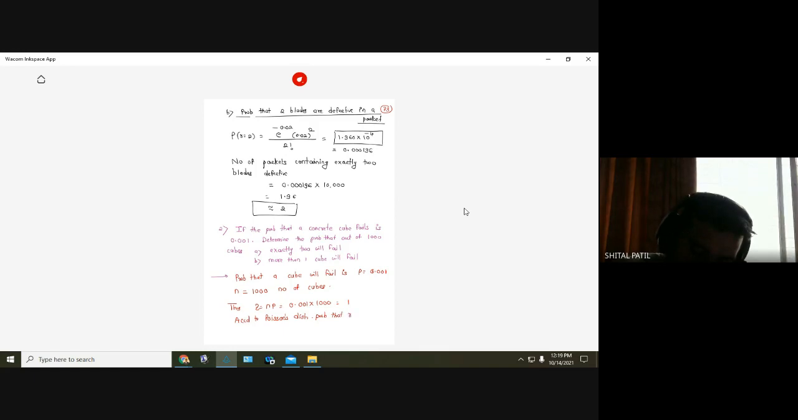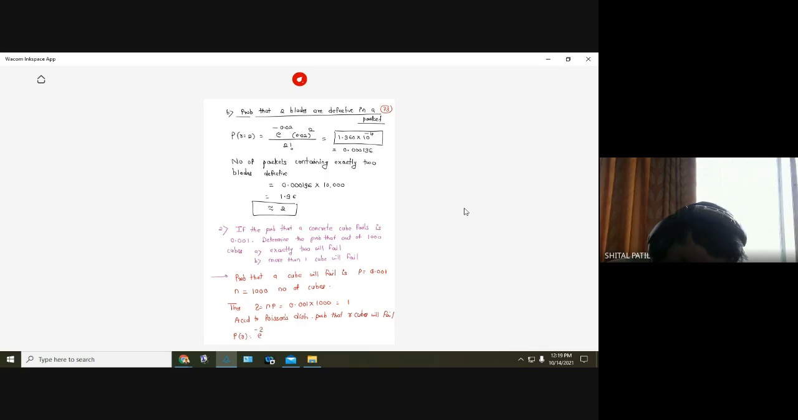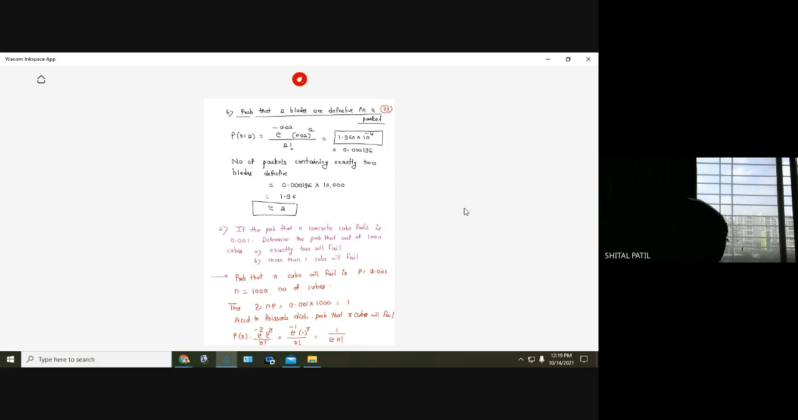probability that R cubes will fail is e raised to minus lambda, lambda raised to r divided by r factorial. That is e raised to minus 1, 1 raised to r divided by r factorial, that is 1 upon e into r factorial. Isn't it? E raised to minus 1 is 1 upon e. This is the probability. Next page.